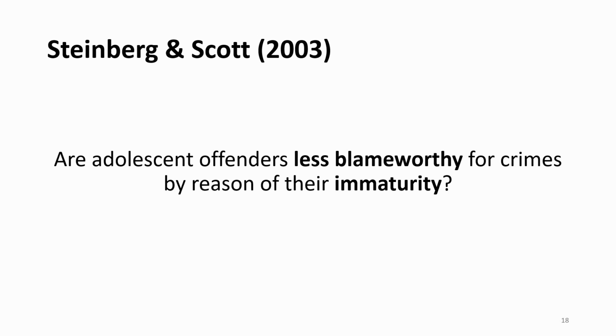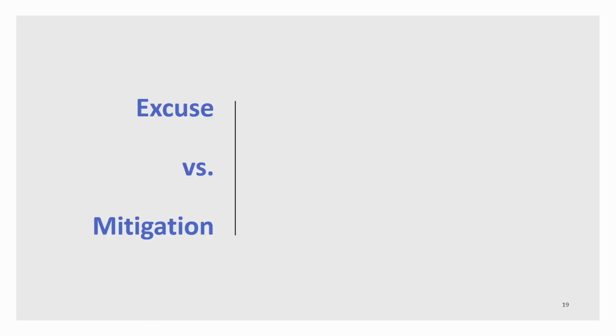So basically, does being a kid make you less blameworthy for your crime? And if so, why? Why would being a kid make you have less culpability for your actions? So we'll look into this. First thing to clarify before we look into this is a difference here between excuse and mitigation.